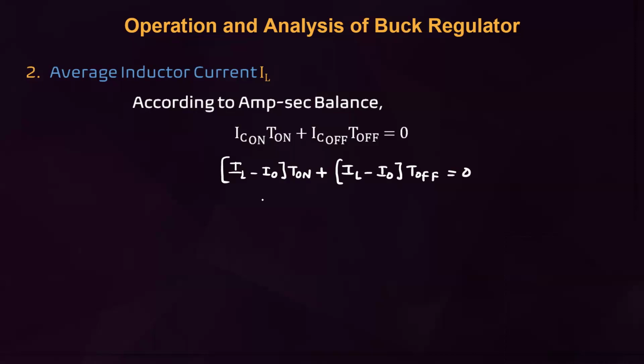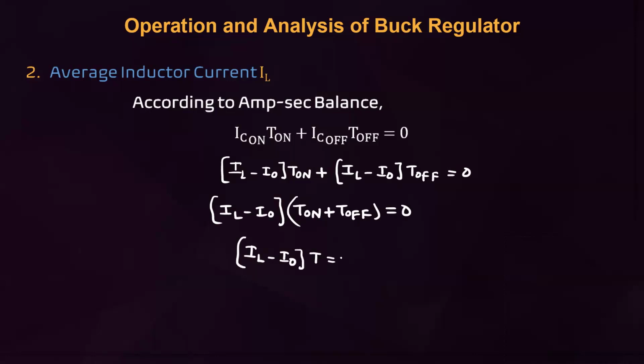Equal to 0. Take IL minus I naught as common: (IL minus I naught) into (T on plus T off) equal to 0. Then what is IL minus I naught equal to? 0.